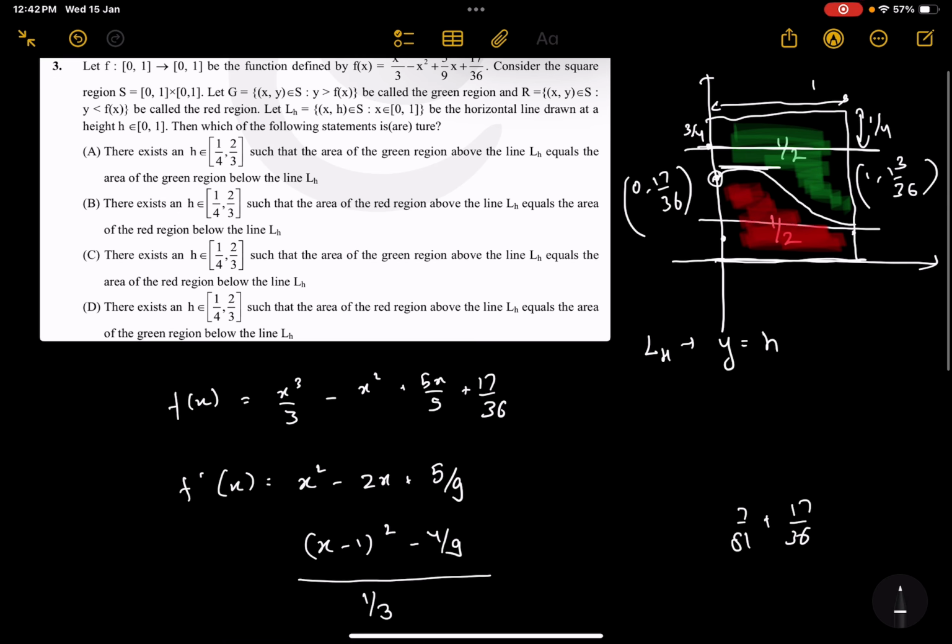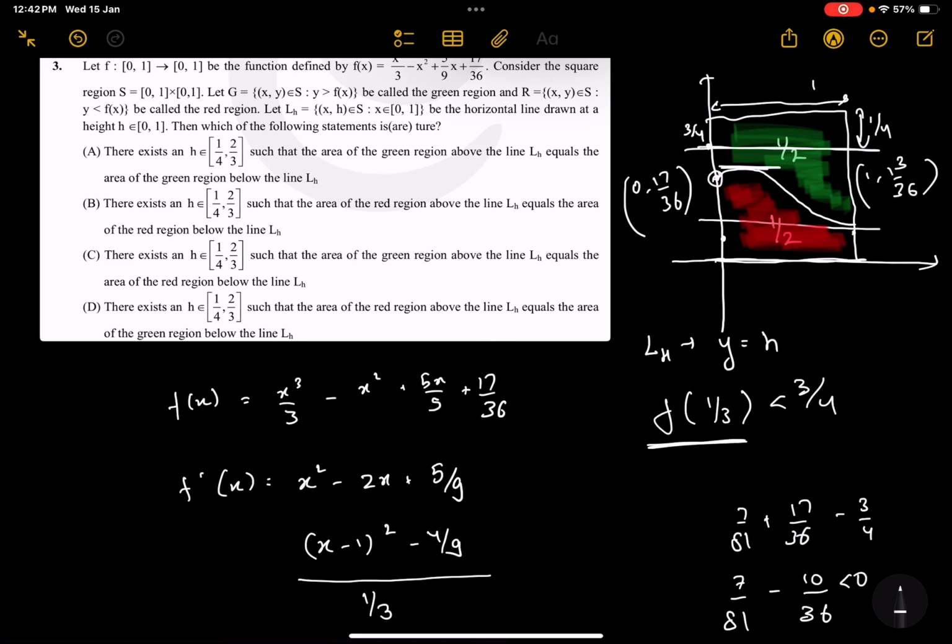Let's subtract 3/4 from this. It becomes 7/81 minus 10/36. So obviously this is less than 0, which means the function f(1/3) is less than 3/4. And f(1/3) is the local maxima of the function in 0 to 1.